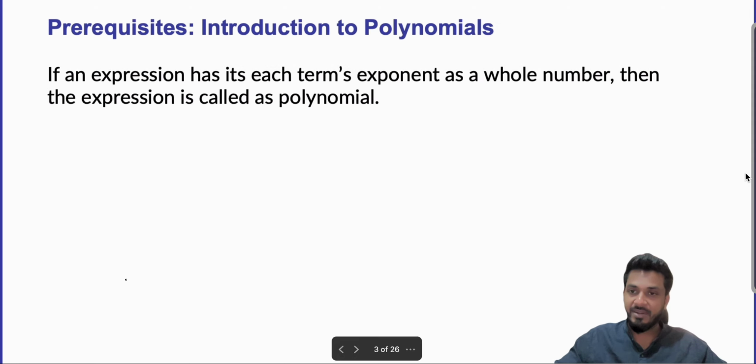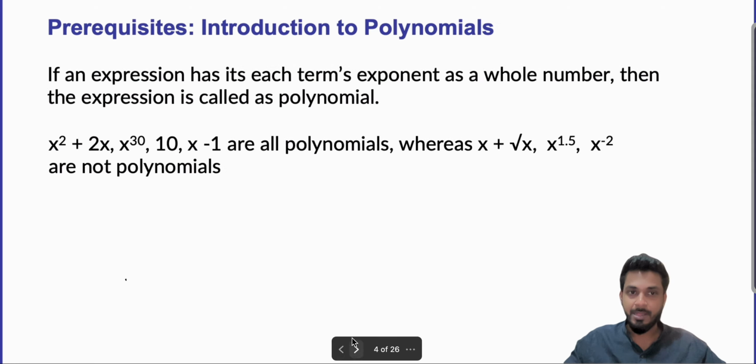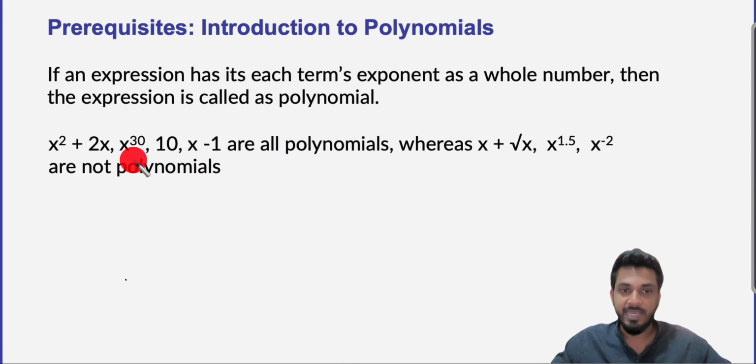Now we can have a look at a few examples. Like x squared plus 2x, and x plus x to the exponent 30. 10 is also a polynomial. This is called a constant polynomial. And x minus 1 is a linear polynomial, also we can say. A binomial also we can say. Binomial because it has 2 terms, and linear polynomial based on its degree.